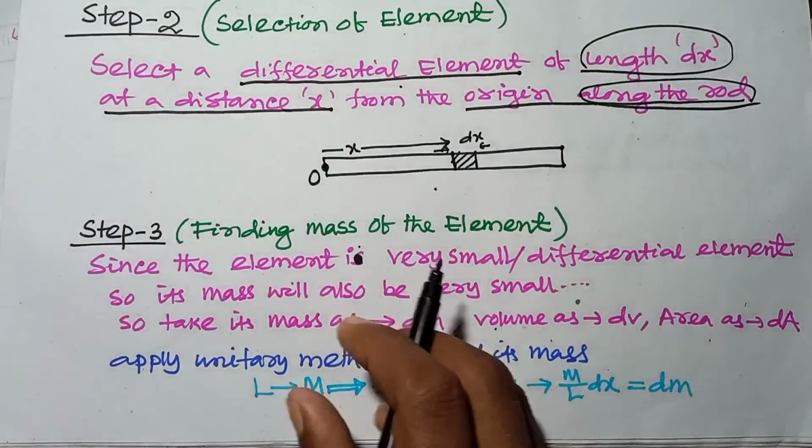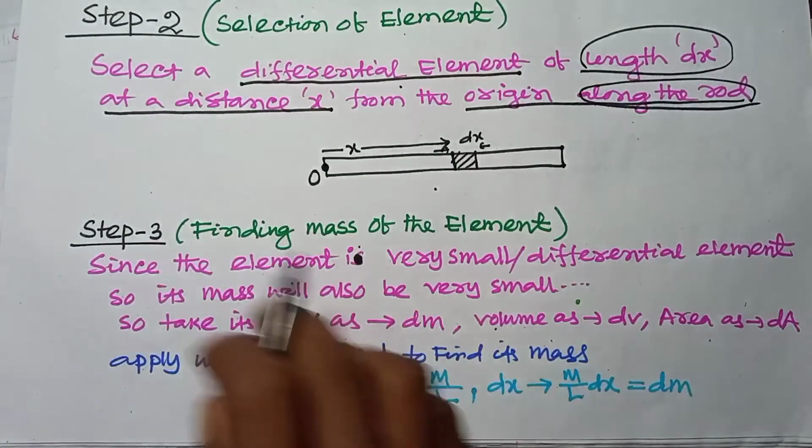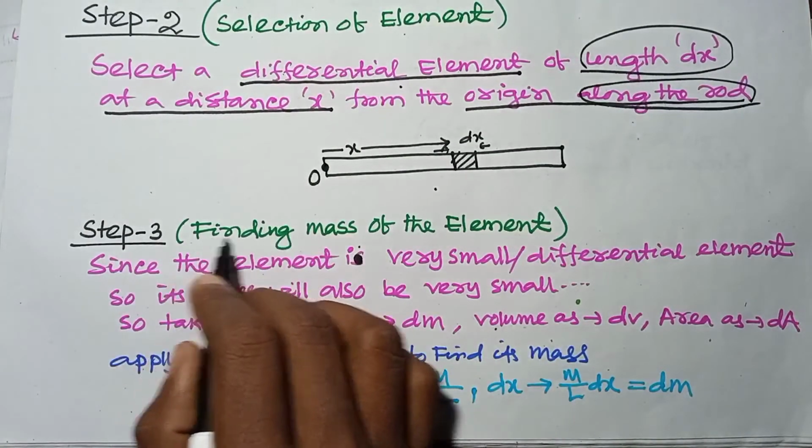Then let's see step number 3. Step number 3 is finding the mass of this element.